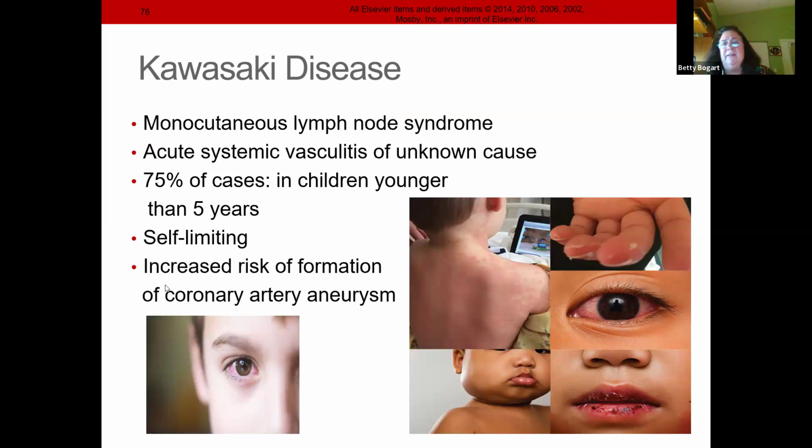What do we see in these kids? Well, you see that red cracked lips, strawberry tongue. I'm talking glow in the dark red eyes. You might see some swelling on them too. You might see a rash on them and a fever. And again, this one's a hard one to diagnose.